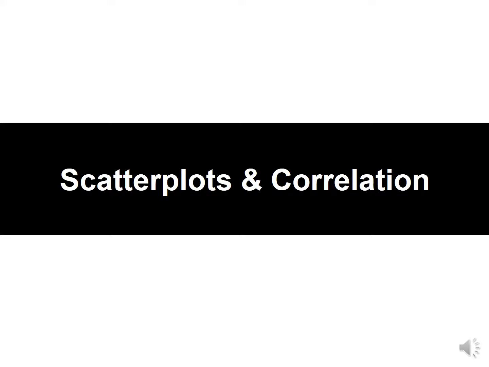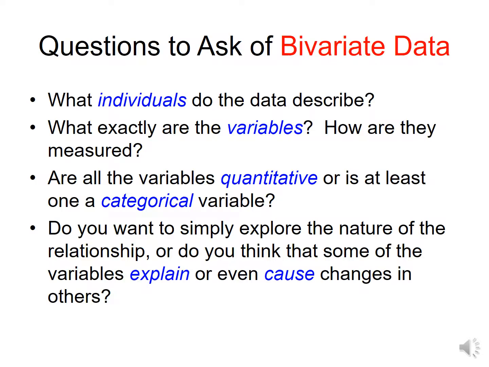Good evening, everyone. So we're going to talk about scatterplots and correlation today. So, questions to ask of bivariate data. We're looking at what individuals the data describe, what the variables are, and specifically how they are measured. Do we have quantitative variables, or do we have categorical variables?